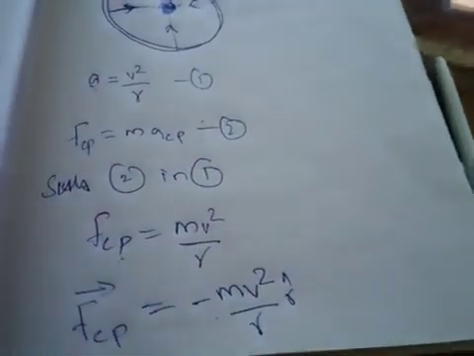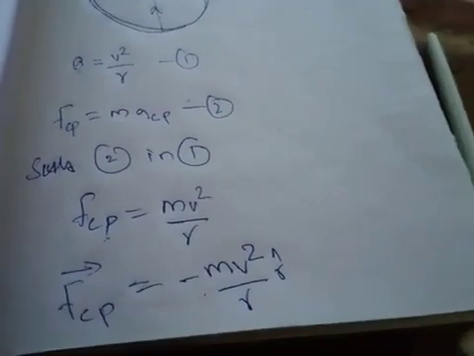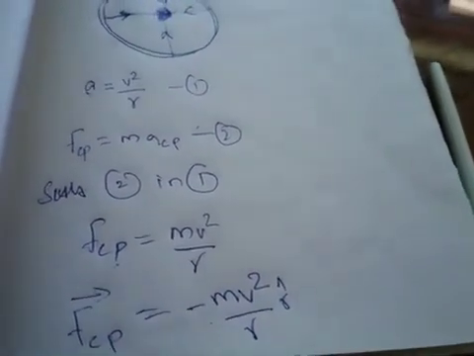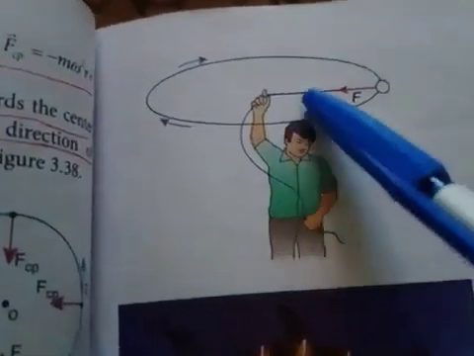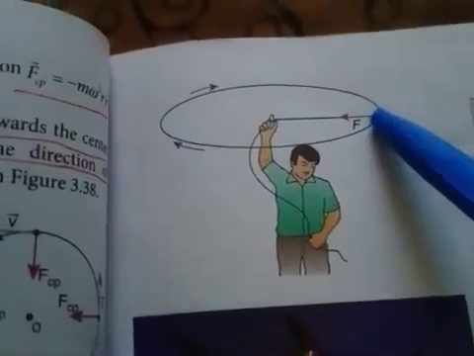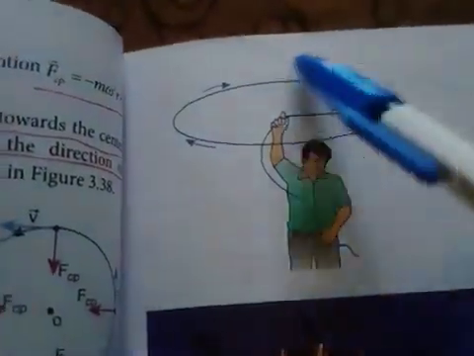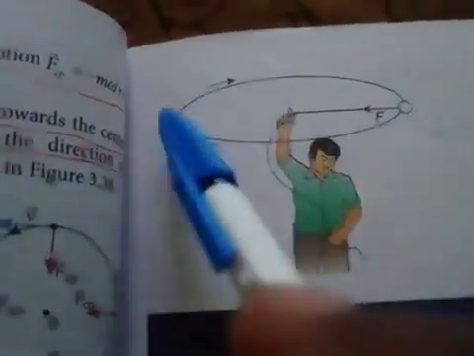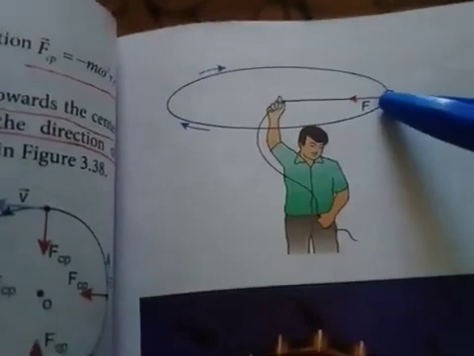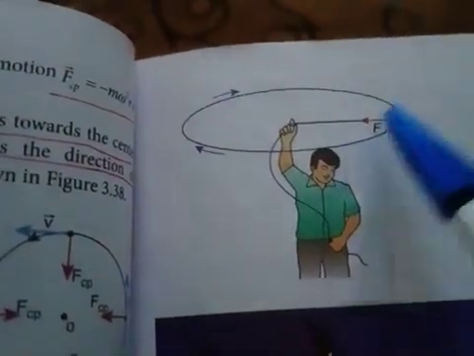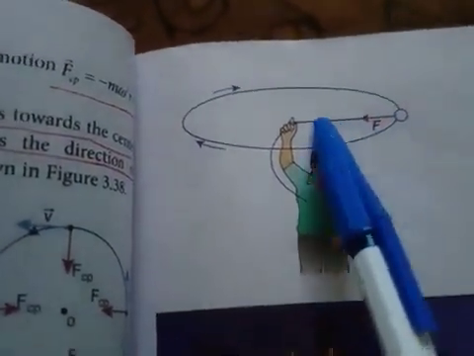Some examples are given. For example, maybe in your childhood you have played like this, tying a stone to a rope and rotating it. We used to call that whirling motion. During this whirling motion of this stone, what will happen? You can see there is a force which is acting inward.